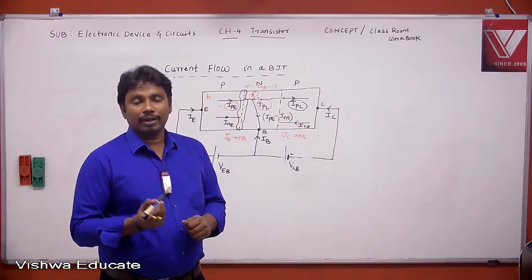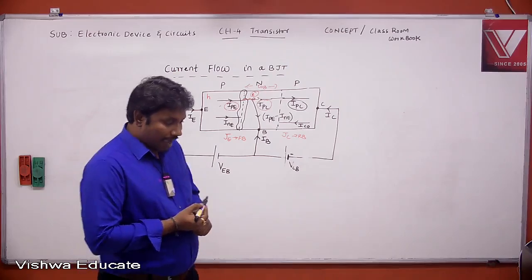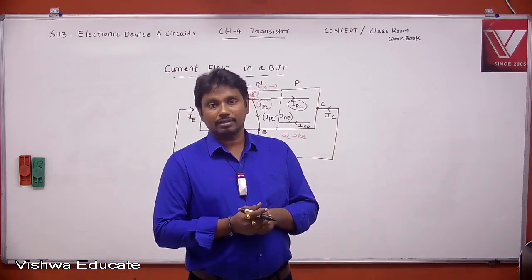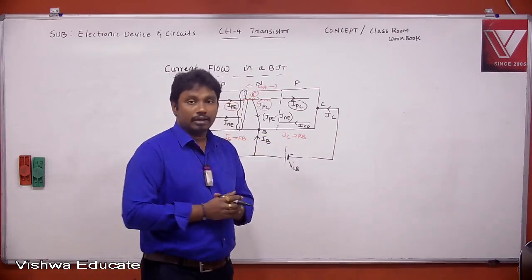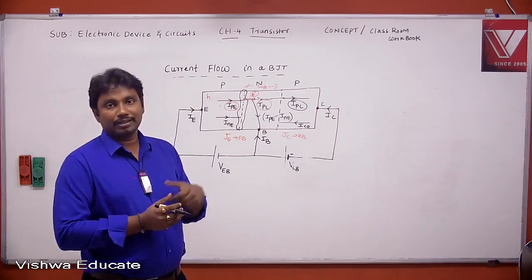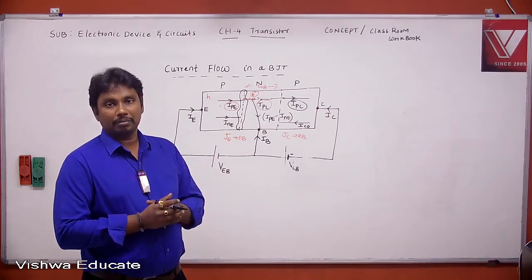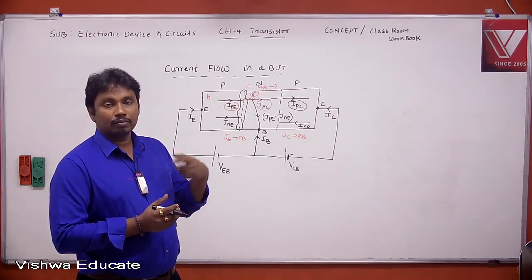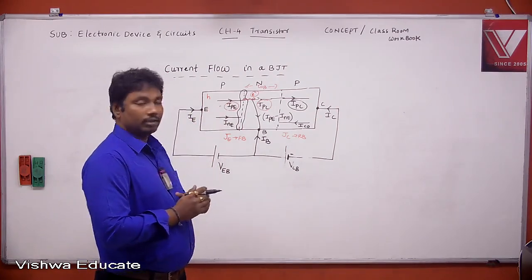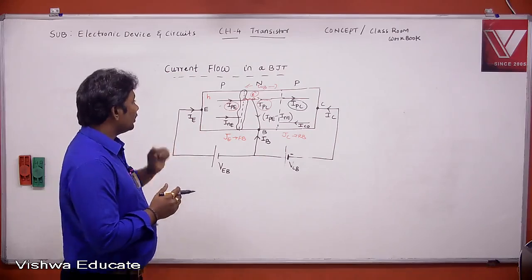Hello all. In my previous lecture, I started with the transistor, and one classification of the transistor is the BJT. The classification of the BJT is the NPN BJT and the PNP BJT. Next, the modes of the BJT and the current flow in the BJT. I'm continuing this topic.